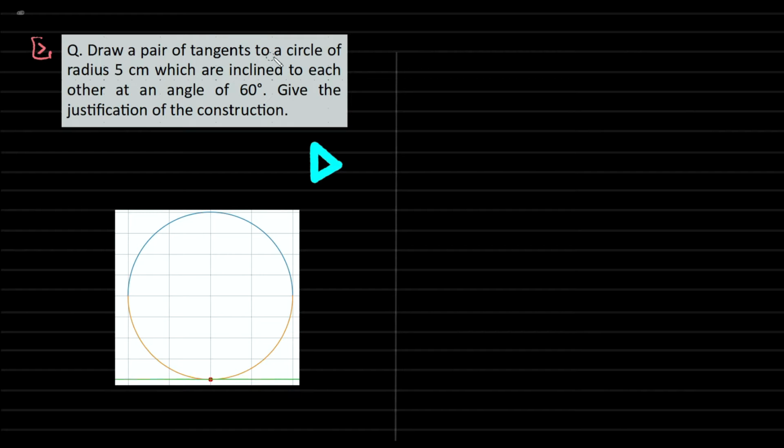Draw a pair of tangents to a circle of radius 5 cm which are inclined to each other at an angle of 60 degrees. Give justification of the construction. First of all, what does this inclined mean?